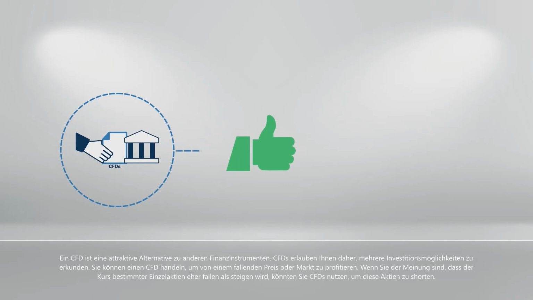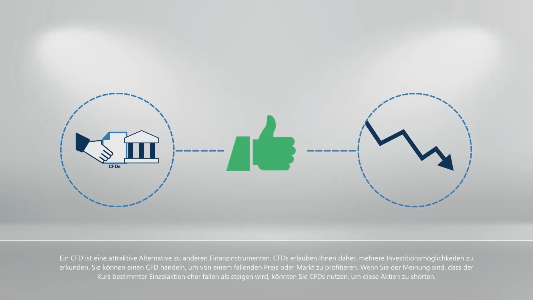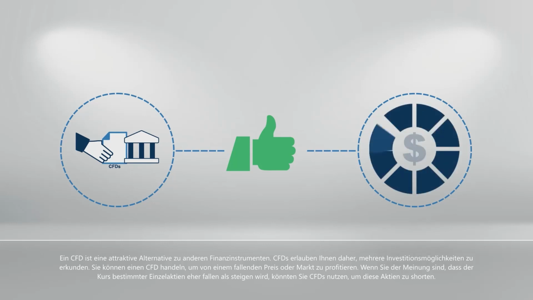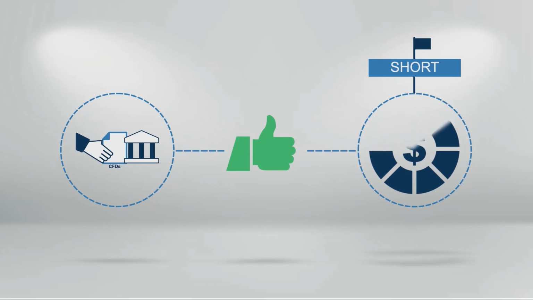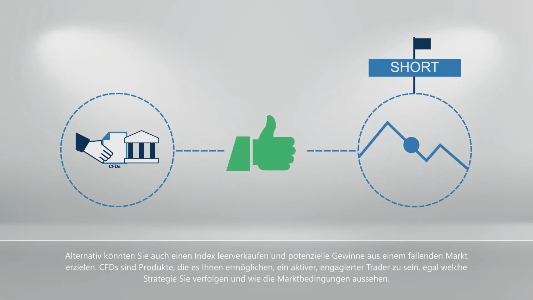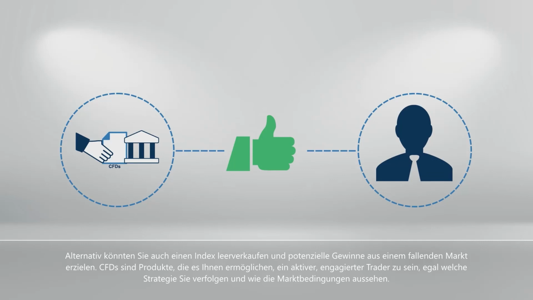You can trade a CFD to benefit from a falling price or market. If you consider that the price of certain individual stocks is more likely to fall than go up, you could use CFDs to short those stocks. Alternatively, you could short an index and gain potential profits from a falling market. CFDs are products that allow you to be an active, engaged trader, whatever your strategies and whatever the market conditions may be.